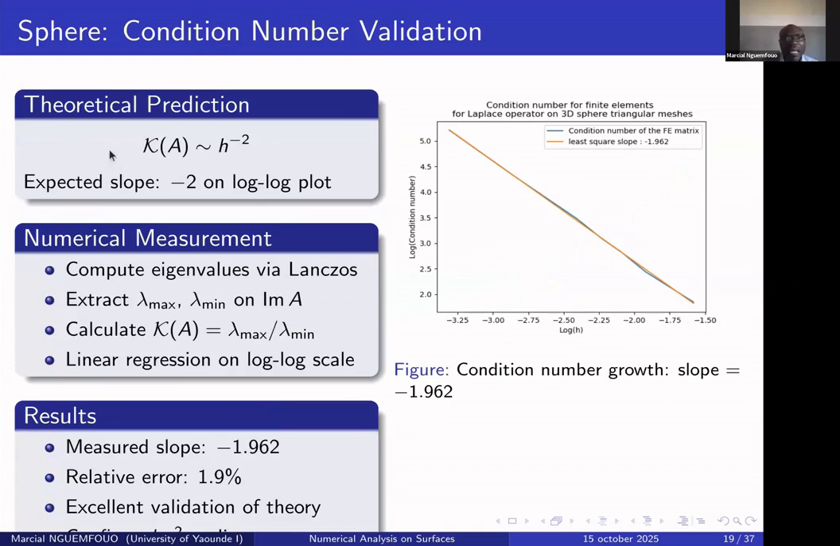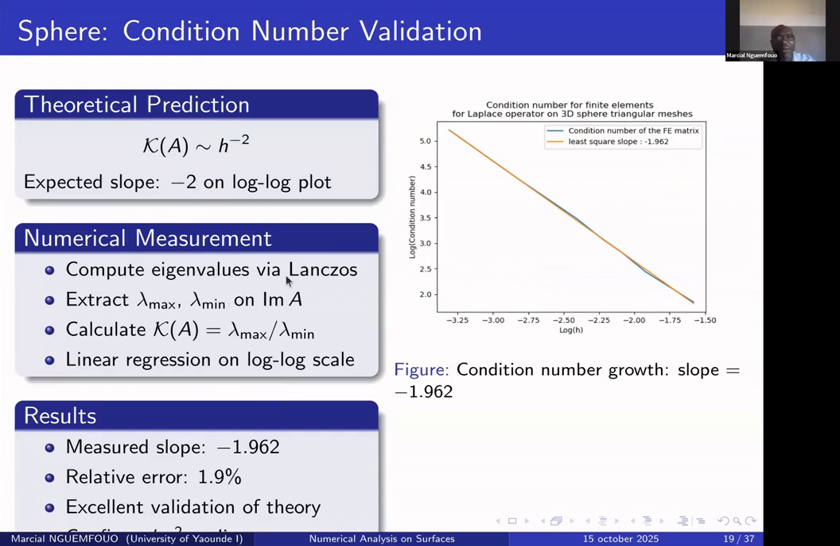And our conditional number, we test the conditional number on the sphere and obtain the theoretical order of minus 1.96, which is close to the theoretical value of 2.